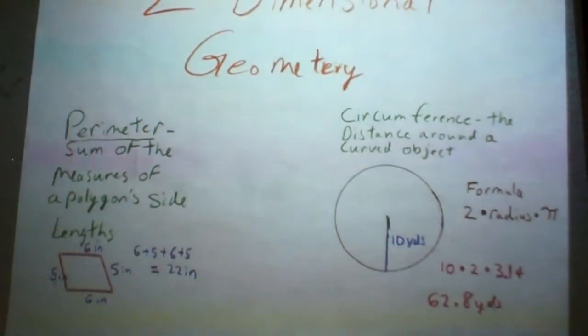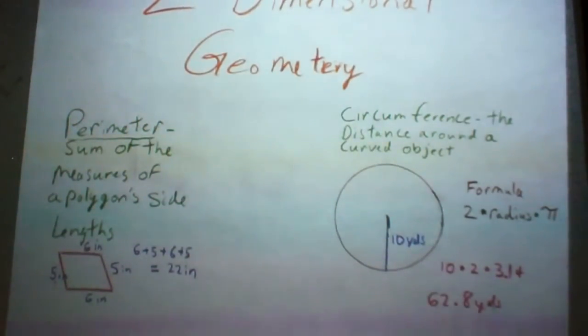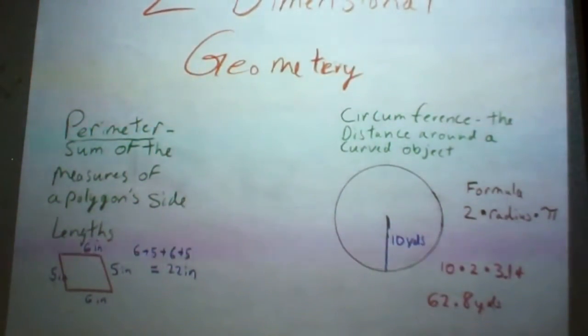And so in the lower left-hand corner, I have a rhombus with side length measures of 6 and 5 and 6 and 5. And so to get the perimeter for that, I add up 6 and 5 and 6 and 5 and get 22 inches in this case.